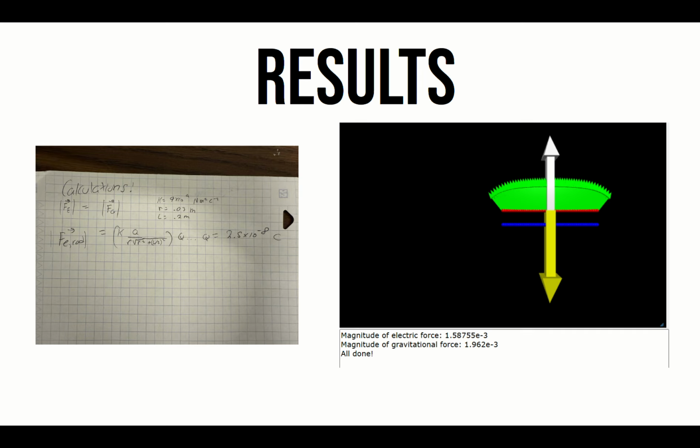For my results, on the left are my calculations for the force of the rod. I used that equation to get the force of the rod, and then on the right is the electric force I got and the gravitational force. I think they're pretty even, so it makes sense because the tape is floating.